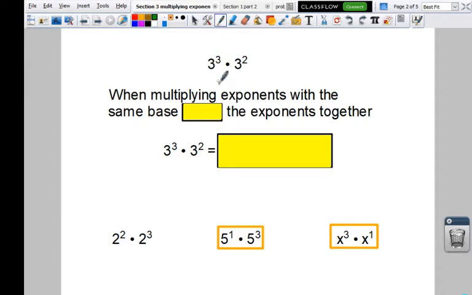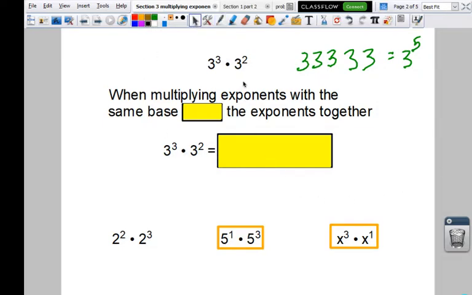If I have 3 to the 3rd, how many 3's is that total? 3 of them, right? 3 to the 3rd is really 1, 2, 3. If I have 3 squared, how many 3's is that total? 2 of them, right? How many 3's do I have here? 5. 3 to the 3rd times 3 squared is 3 to the 5th.